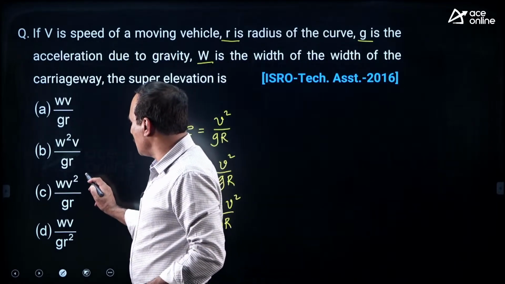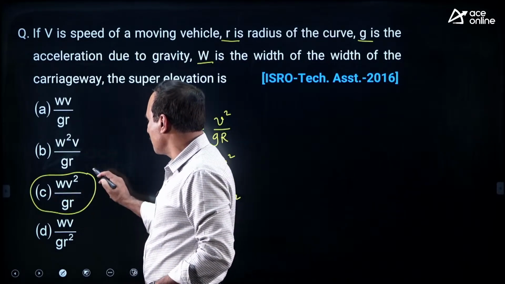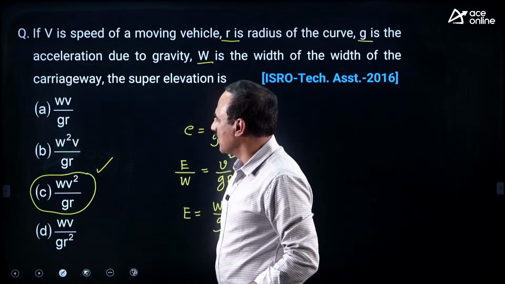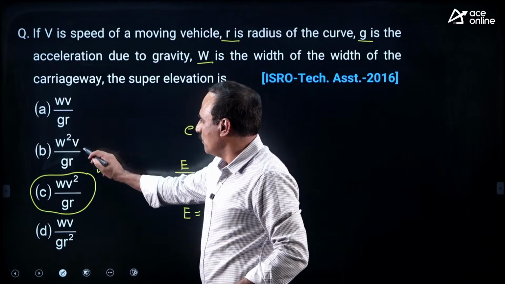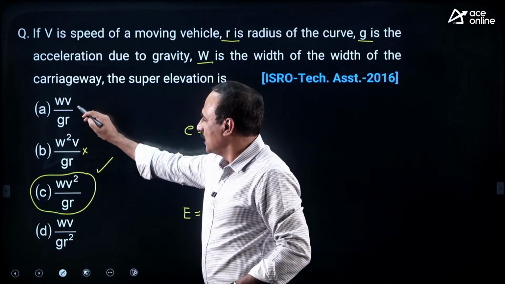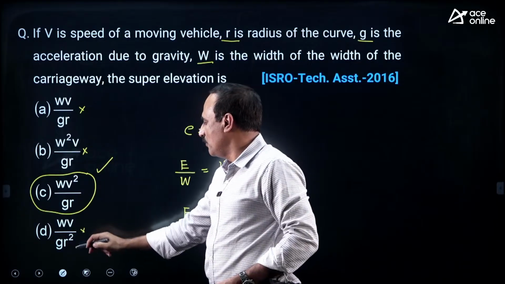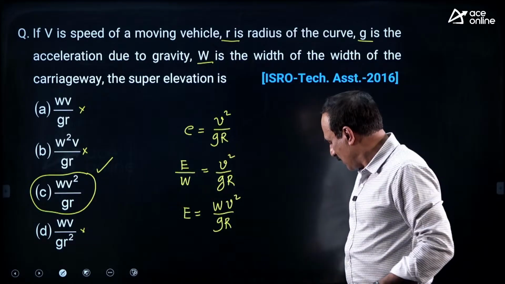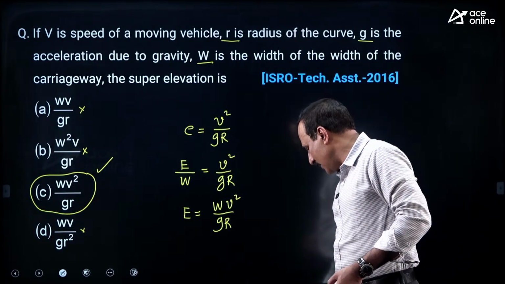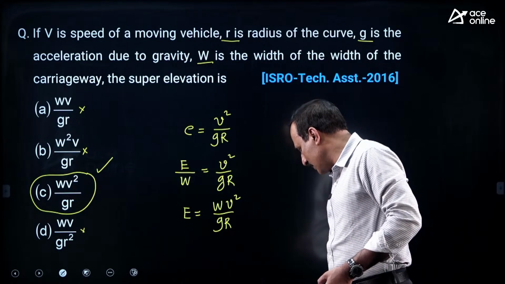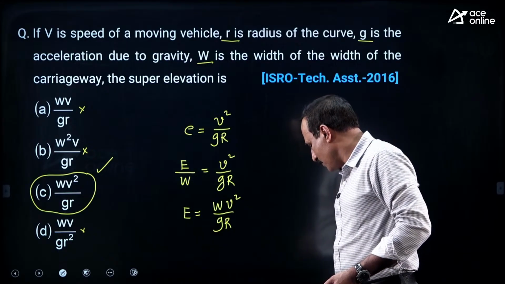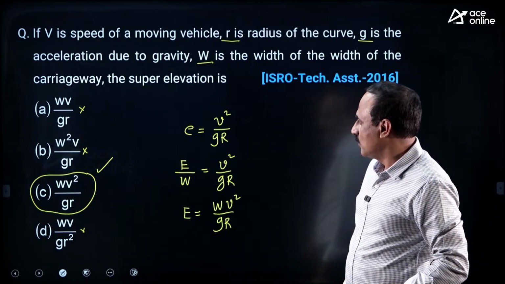So, the most suitable answer is, be careful about this, W V square by GR. So, here W square is there, gone, WV is there, gone, WV also gone. Like that you can pick up the answer, right. Murali correct, Arvind correct, very nice, okay.